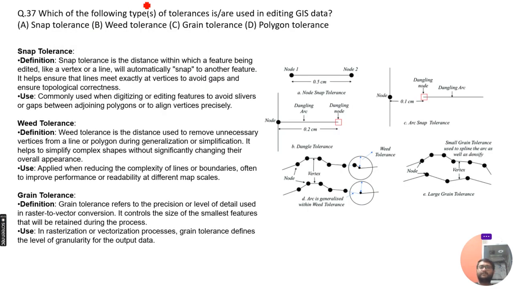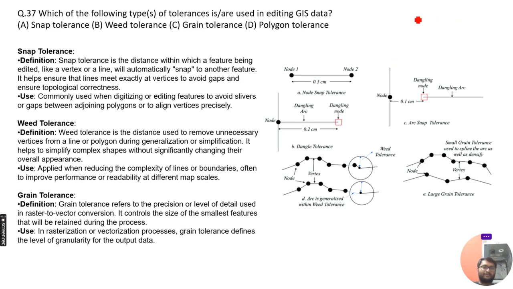Now, which of the following types of tolerance is used in GIS data when you do the editing? So this thing, I don't know if it's covered or if you are familiar with it or not. But first we'll discuss that. What do you mean by those things? So there are different, like, if you have used any graphical software.